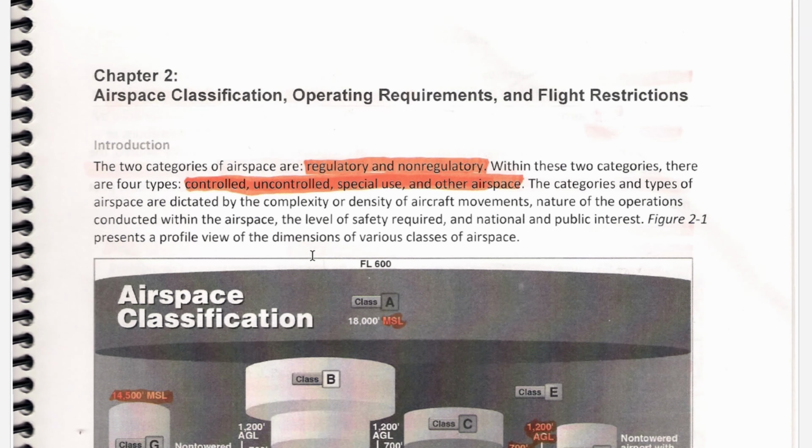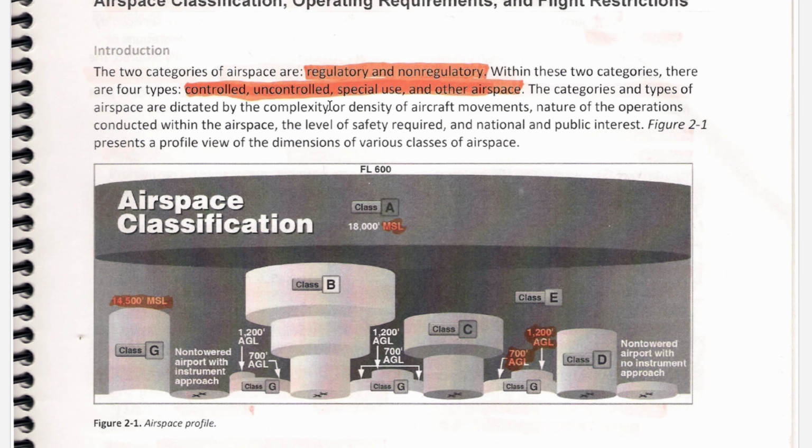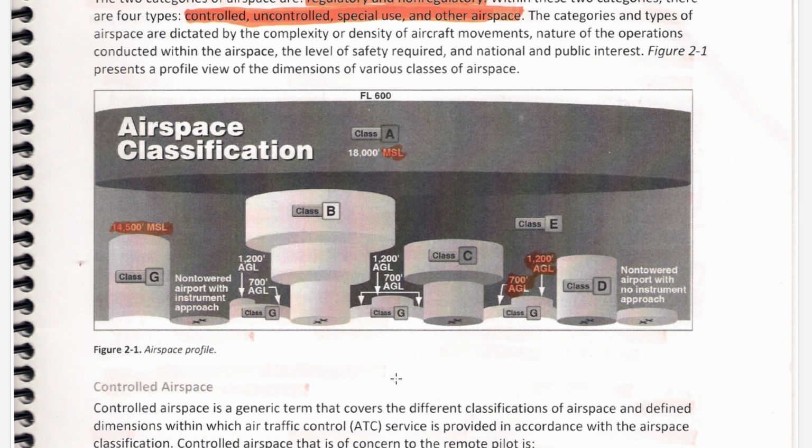The first thing you need to know is your airspace. There's going to be probably 10 questions right here. There's controlled, uncontrolled, special use, and so forth. You need to know about Class G and Class E, and why some of them are 700, some of them are 1200. But here's your Class D up to there.